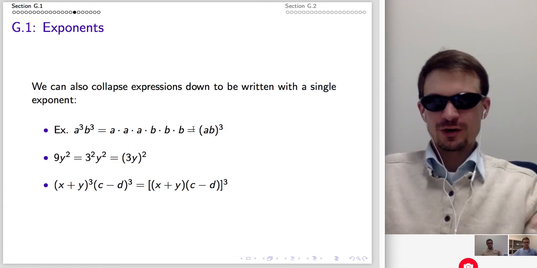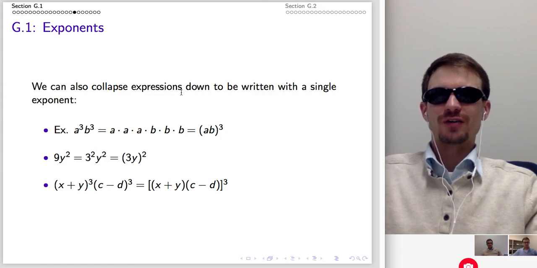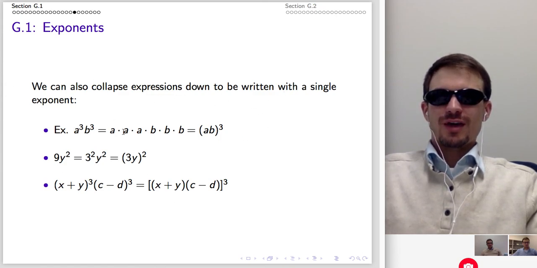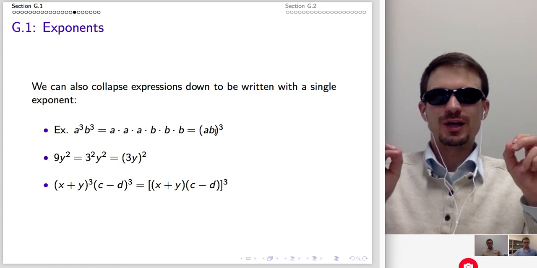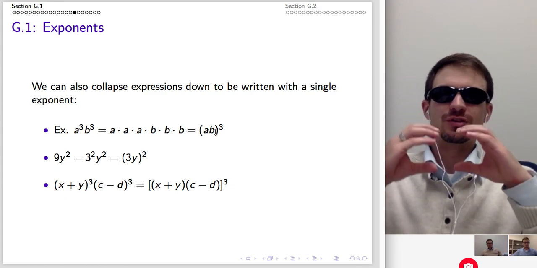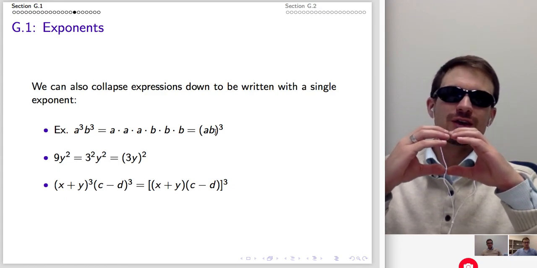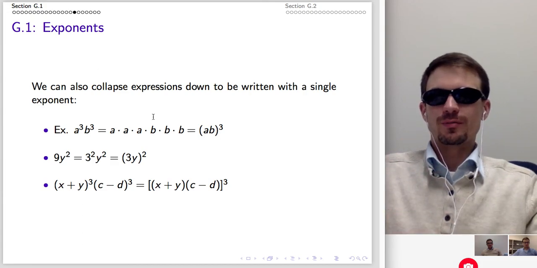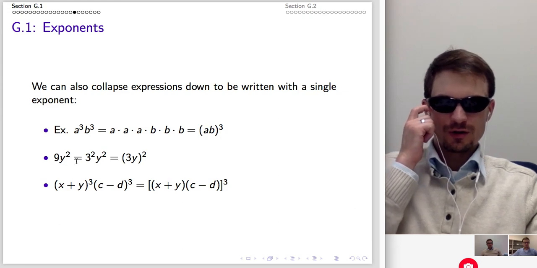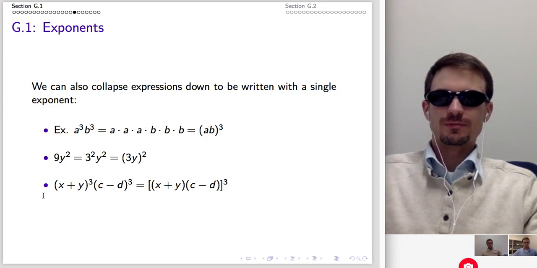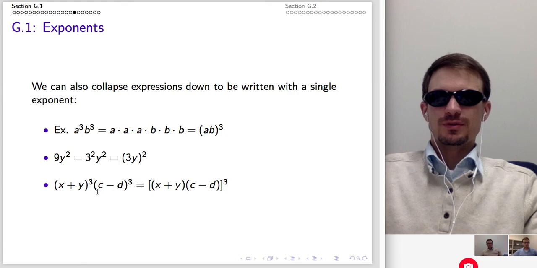Okay, and then over here, we can collapse expressions down to be written as a single exponent, so a to the third, b to the third. So here we have a times a times a, b times b times b. We can use the commutative property of multiplication, put a's and b's next to each other, and then write this as the quantity a times b to the third power. And same thing here with 9 to the y, 9 times y squared, or 3 squared, y squared. And here, similar sort of thing.